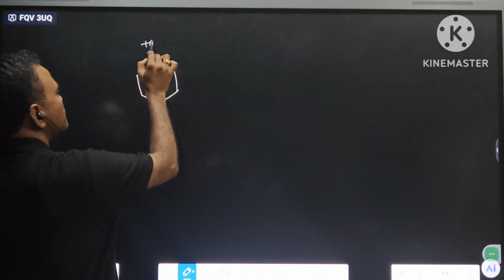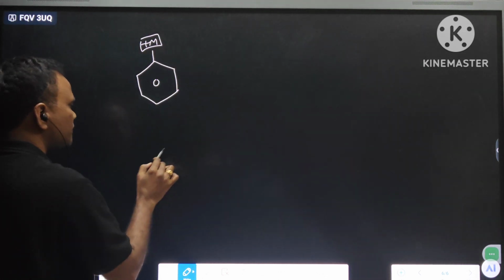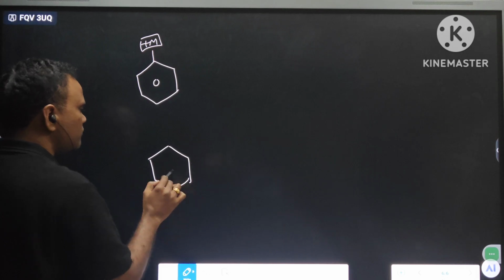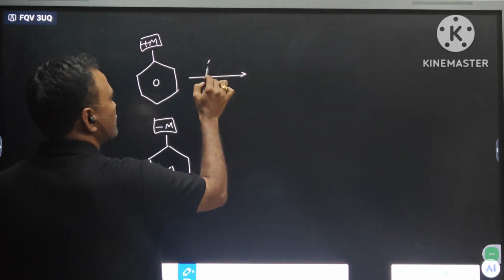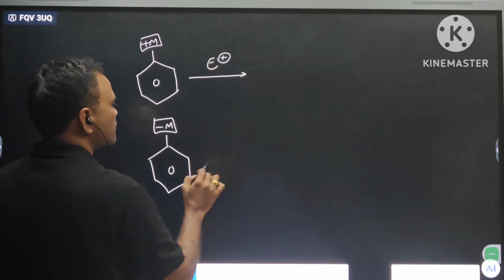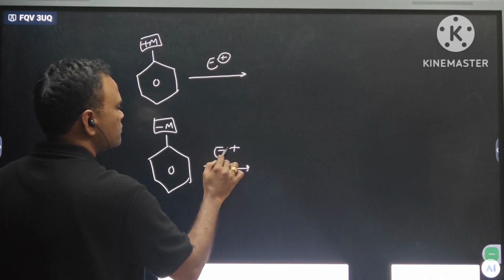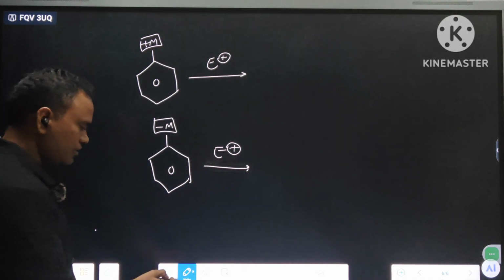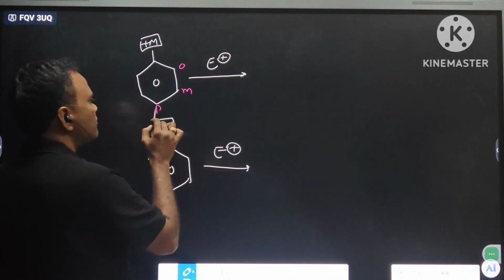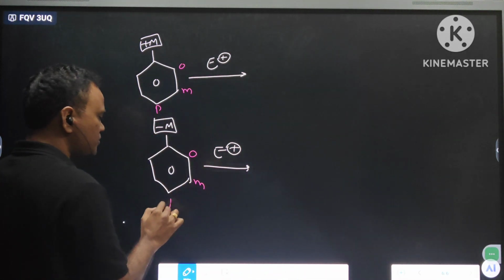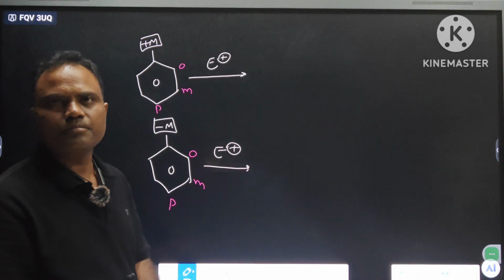I am taking one plus M group on the benzene ring, and I am taking one minus M group on the benzene ring, and adding electrophile. Here also I am adding electrophile. Let us give the positions: ortho position, meta position, and para position.